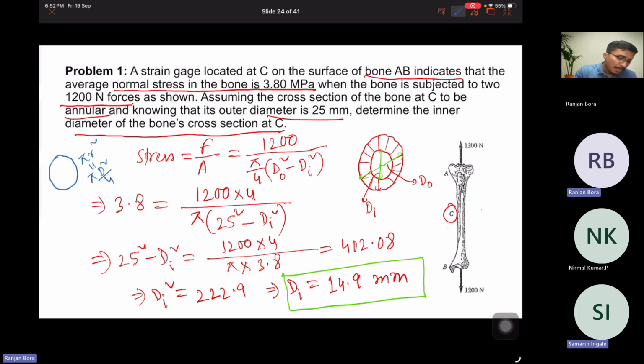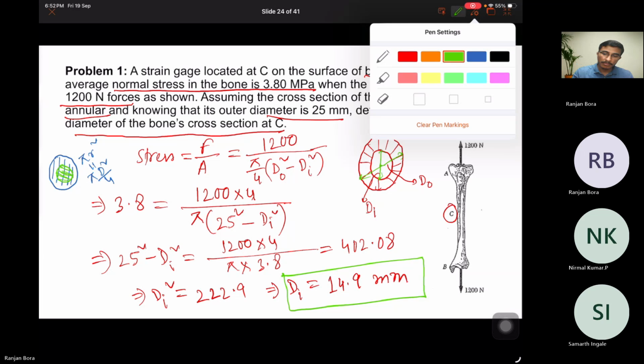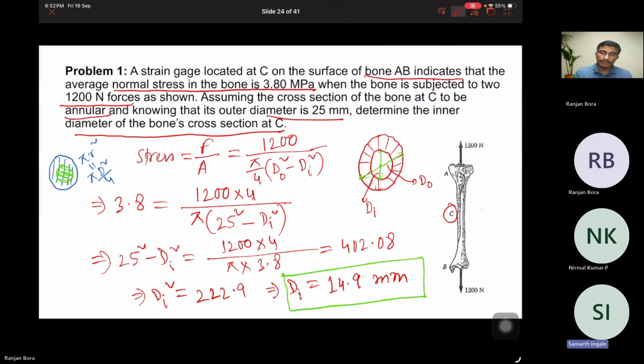Yes. This is the diameter for the outer circle. Now there is one more circle which is inside, so we have to subtract the area of the inner circle. Then we'll get this kind of ring. So you took pi by 4 common out and then calculated. Yes, I have taken pi by 4 common, and so DO square minus DI square. Okay, sir.